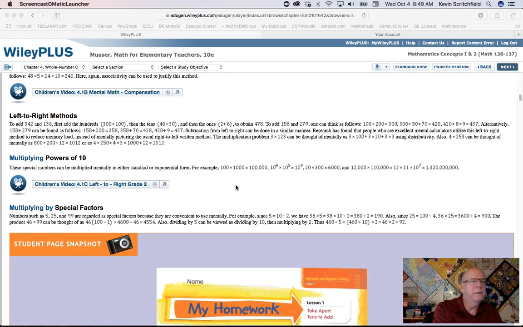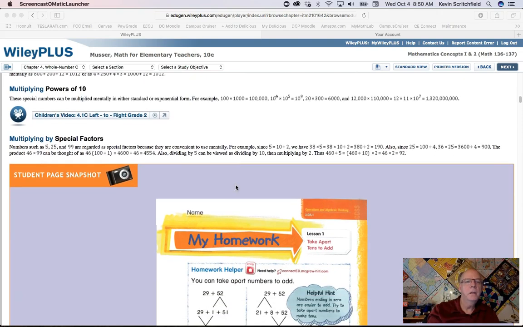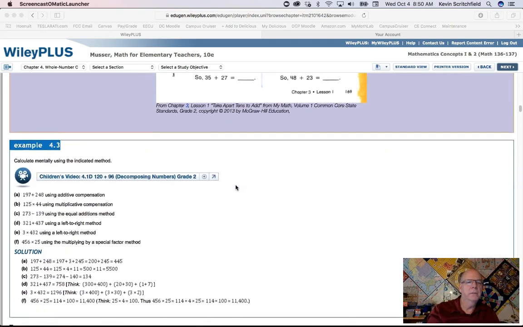Multiplying powers of 10, I think we've already talked about this in one of our earlier videos. Because we use a decimal number system, when you multiply or divide by 10, all you're doing is moving the decimal point. Or in this case, they're talking about increasing or decreasing the power on the 10. So really all you're doing is adding zeros. Make sure you know that mental tip about multiplying by 10. Special factors we've already looked at.